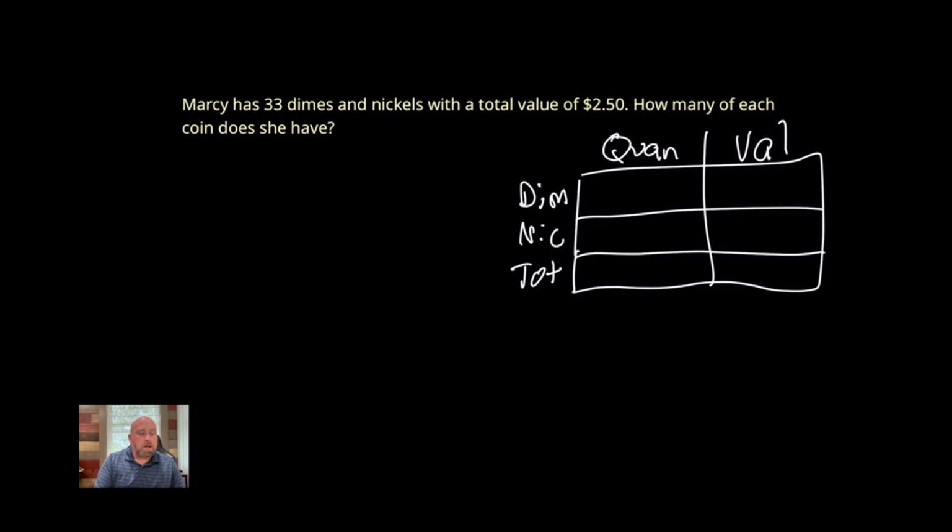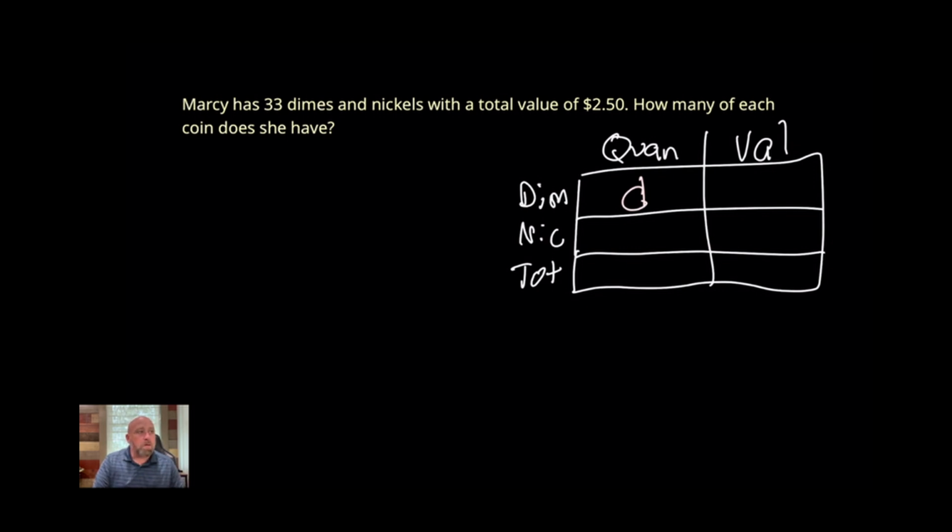Okay, so our quantity, and you could really choose whichever one you want. If you want your variable to be nickels, that's fine. We're going to make our variable dimes, and so we have D for dimes. Let me change the color on that so you can see that just a little bit better. So we'll have D for dimes.